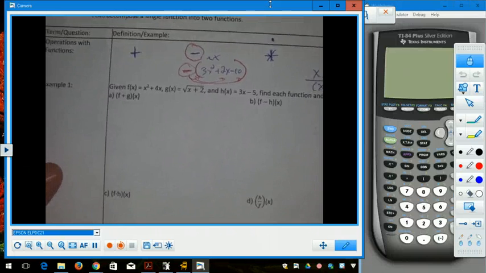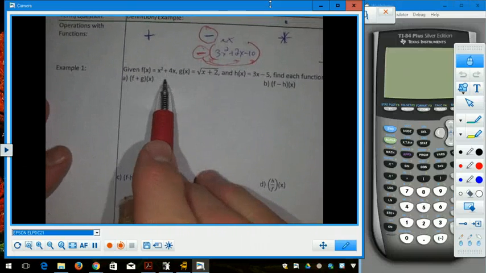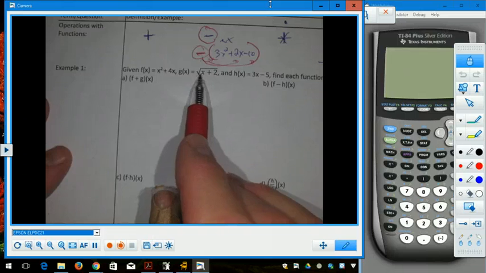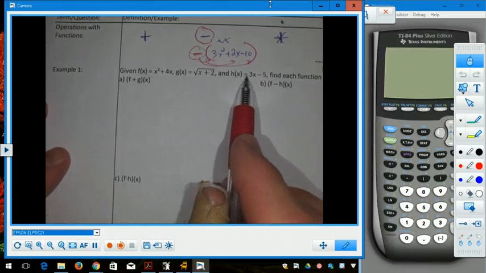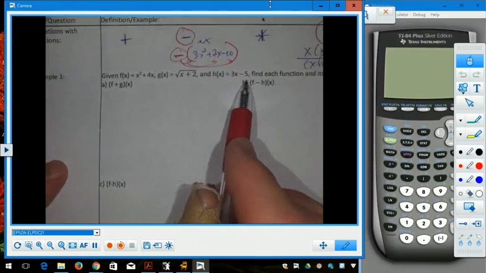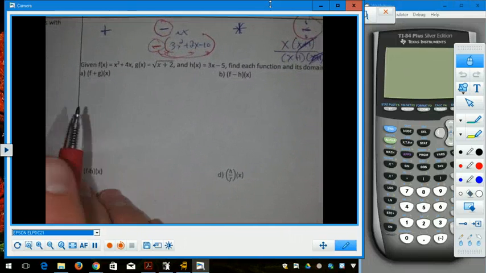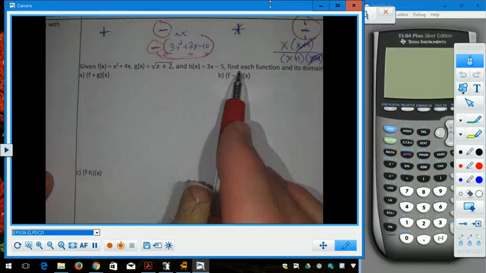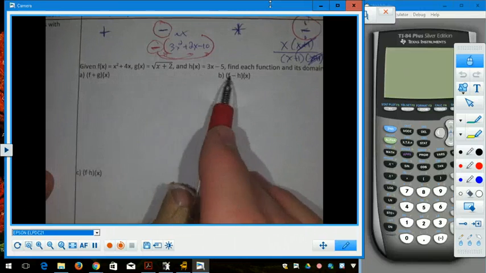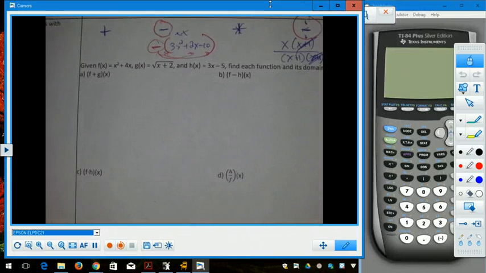All right, so composition. We have the following functions. We have f of x is x squared plus 4x. G of x is the square root of x plus 2. And h of x is 3x minus 5. Find each function and its domain. Are there any restrictions on any of these functions right here as they are originally? How many functions have domain restrictions of f, g, and h? G, I can only think of one, too. You're right. There is only one.